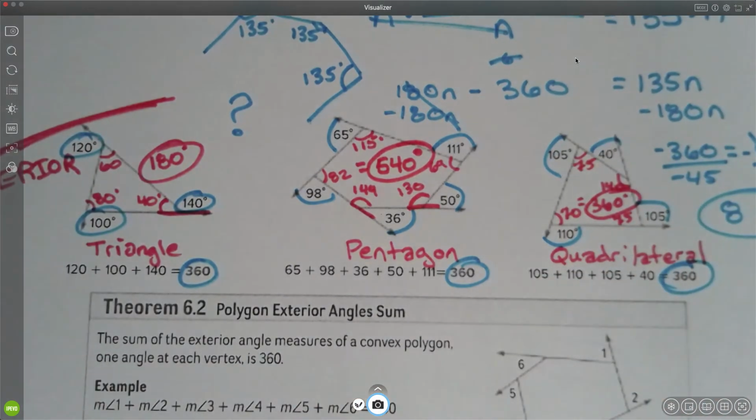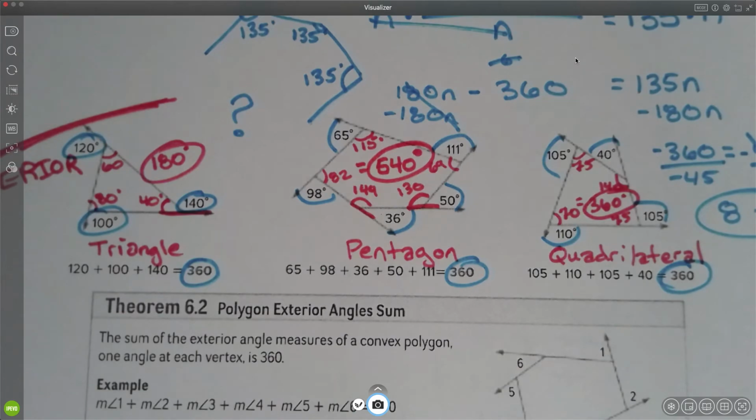So this is why the exterior ones, the ones on the outside, are easier to do, because it doesn't matter how many sides you have. All of them are going to add up to be 360 every time, yeah? Every time. They all add up to be 360, okay? So the inside ones are the only ones that are really hard. The exterior ones are the easy ones.